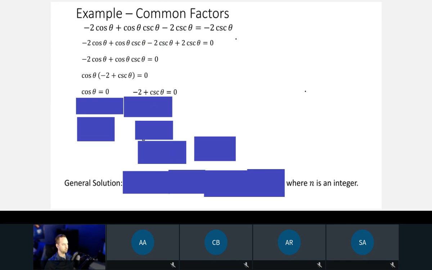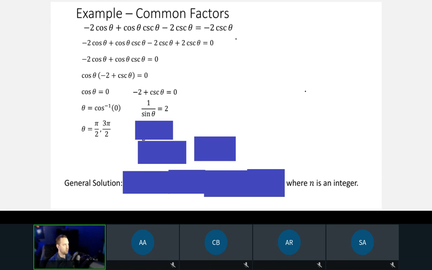All right. So let's do the easy one. Cosine theta equals 0. So looking at your unit circle, what are the angles when your x value is 0? Pi over 2 and 3 pi over 2. Yep. Everyone good so far? All right, next one, add 2 to both sides.